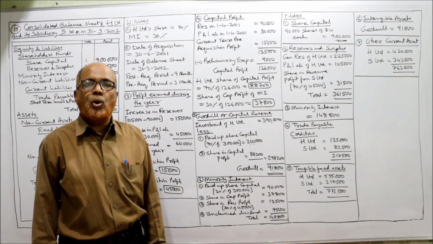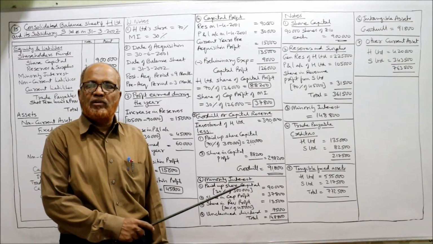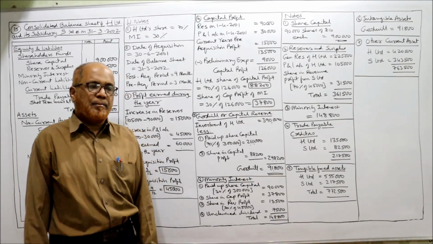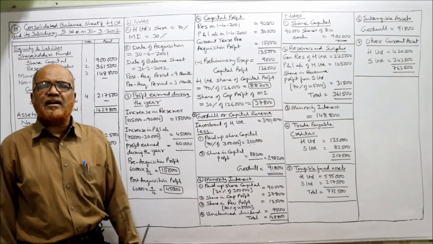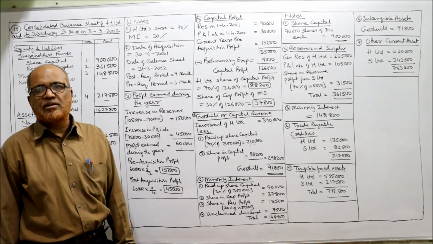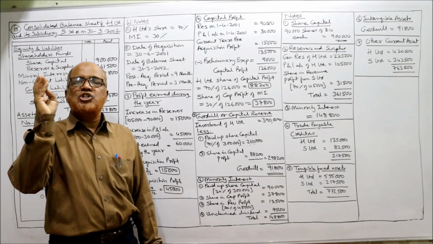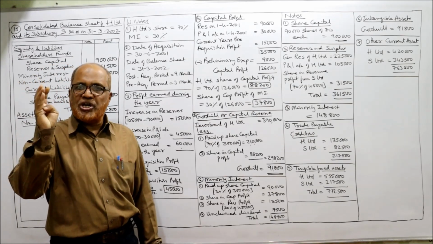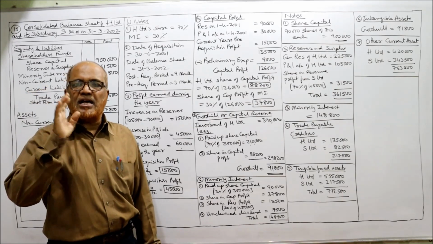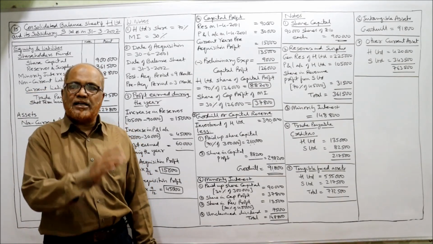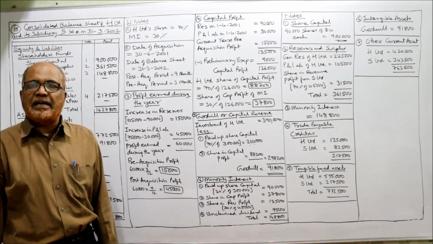91,800 is the goodwill. And this goodwill will be taken under intangible assets in the consolidated balance sheet. Now last and final item, minority interest. In minority interest, we take 30% of paid up share capital, share in capital profit, share in revenue profit, and lastly unclaimed dividend. These are the items we will take under minority interest.